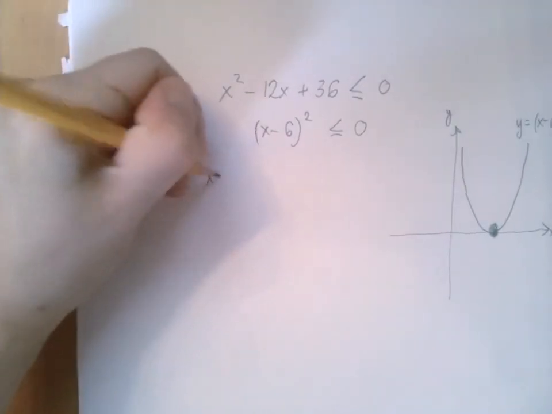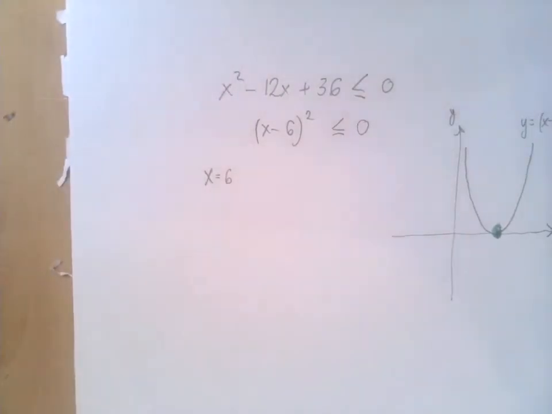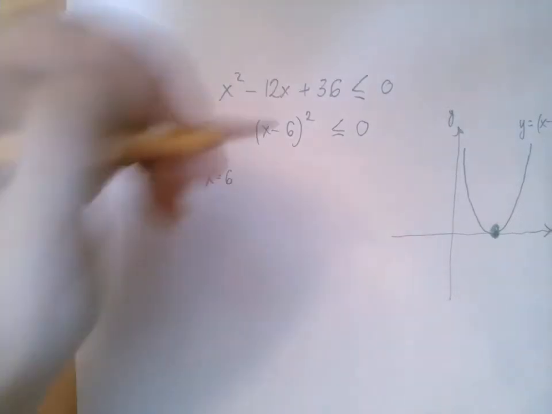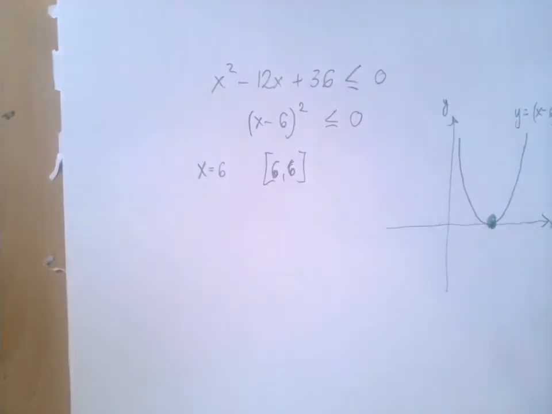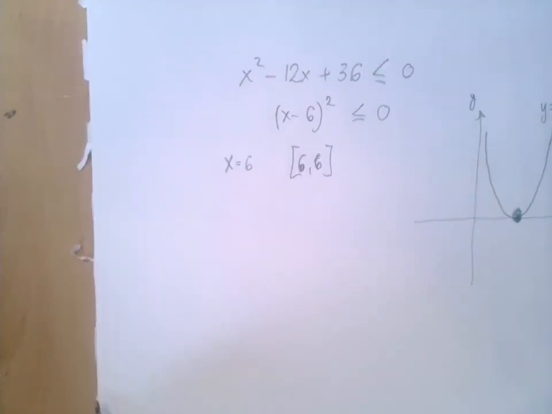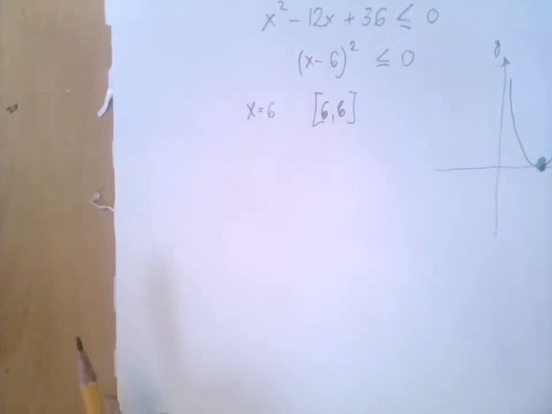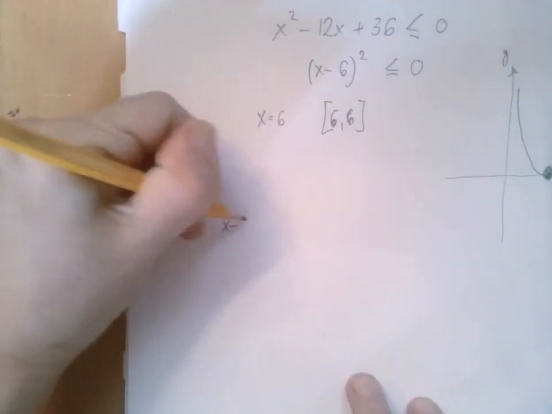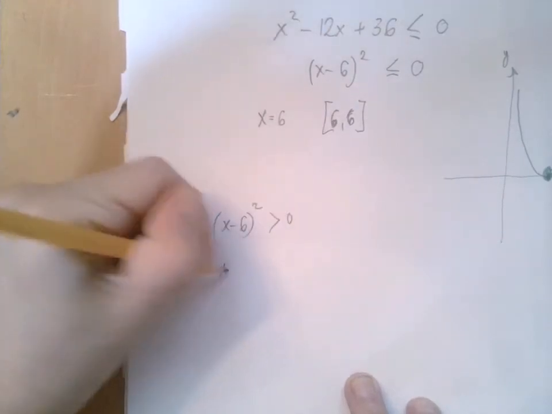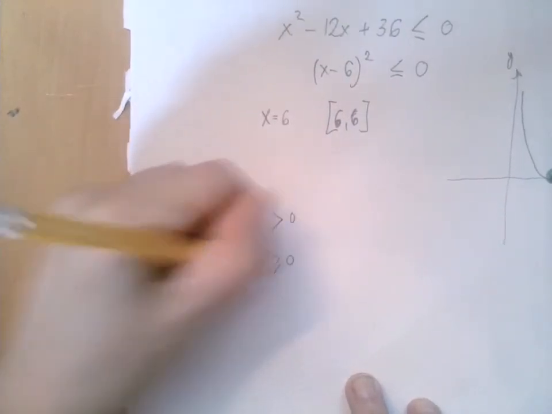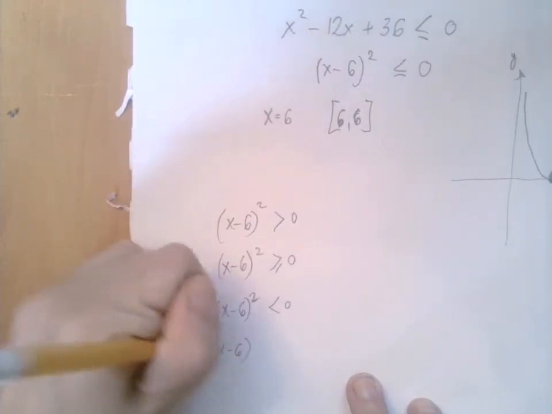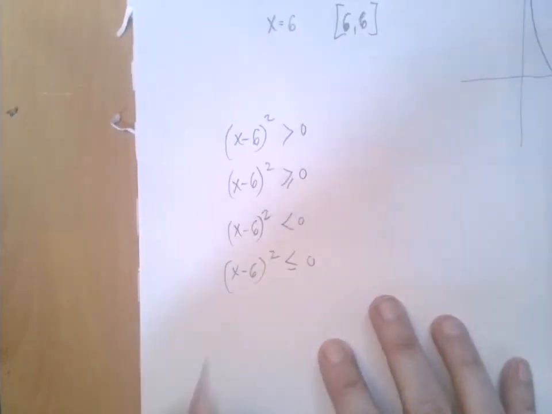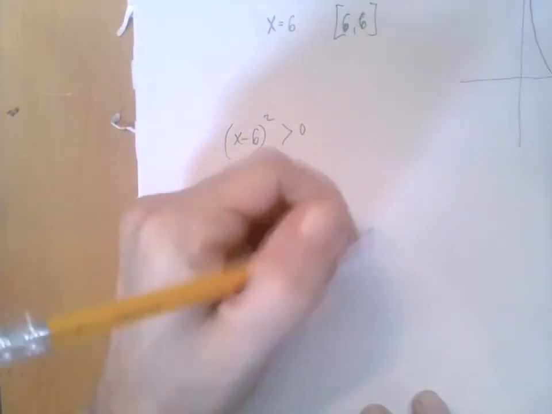x equals 6 is fine for me, but in MyOpenMath, you have to enter an interval. So how do we enter a single point as an interval? It's kind of goofy, but this is it. So that's what you need to enter in MyOpenMath. Okay, so let's go through what the four different types of inequality would give us in this case. So we have x minus 6 squared greater than 0, x minus 6 squared greater than or equal to 0, x minus 6 squared less than 0, and x minus 6 squared less than or equal to 0. And we just solved this last one, right? So the last one is really x equals 6.